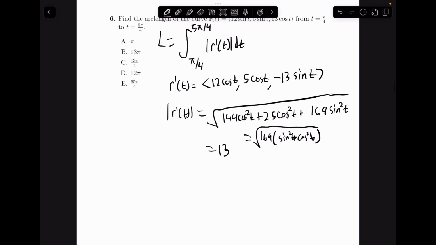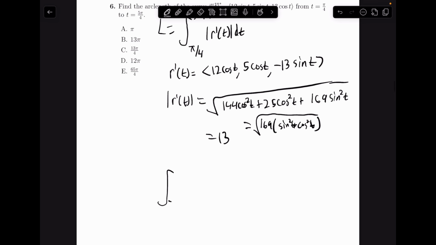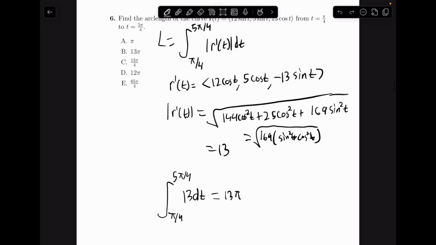So to integrate it, the integral from pi over 4 to 5 pi over 4 of 13 dt. Where did the pi go? Okay. That's such bad handwriting. I'm upset. Okay. This is just going to be equal to the top bound minus the bottom bound times 13, or just 13 pi, because we don't have any t variables in here. We don't have to worry about that. So B is going to be our answer.